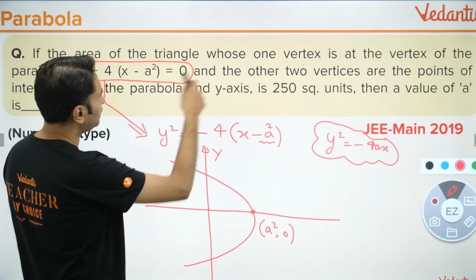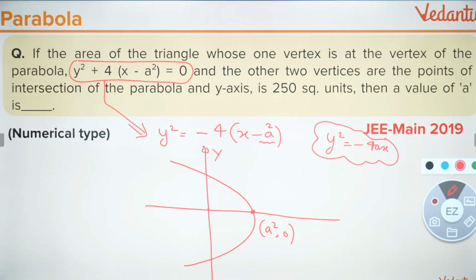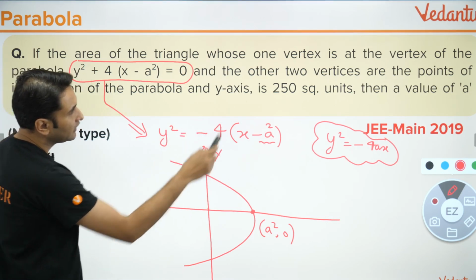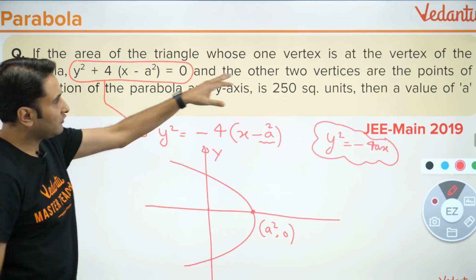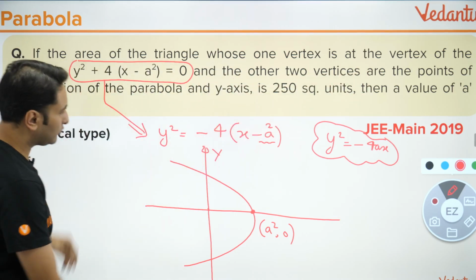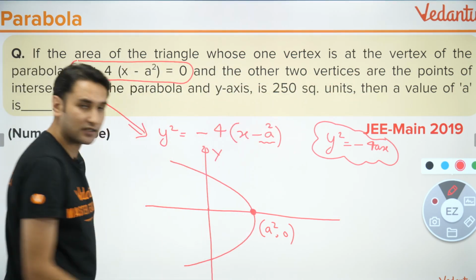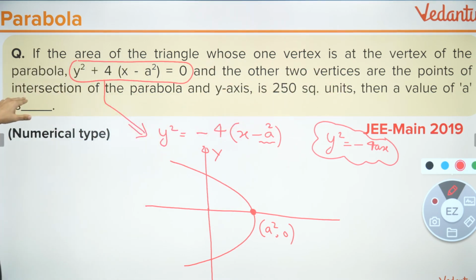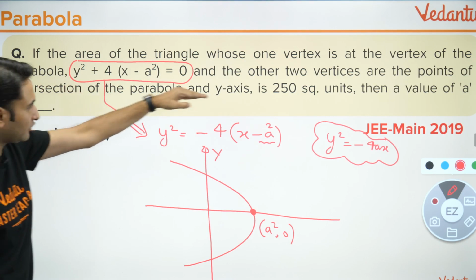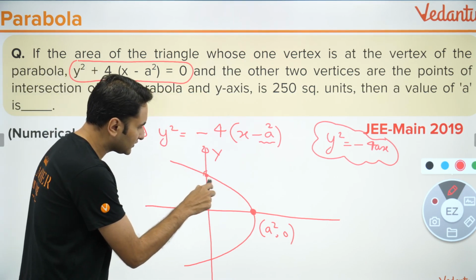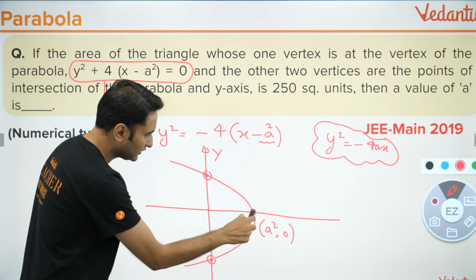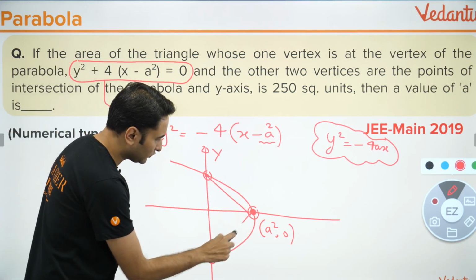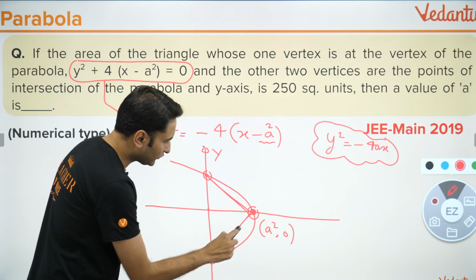Now what it says, it forms a triangle, the area of the triangle is to be found out. And कैसे बन रहा है? Triangle whose one vertex is at the vertex of the parabola. This is the vertex of the parabola. This is one vertex of the triangle. And the other two vertices are the points of intersection of the parabola and the y-axis. So these are the other vertices. This and this. These are the three vertices. So this is the triangle we are talking about.